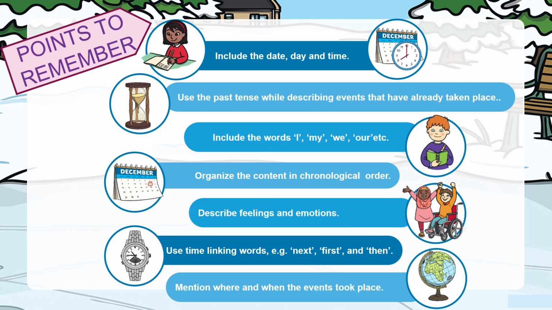Then you have to write it in first person. I, my, we, are, these are the words that are to be included. Then you have to arrange your ideas, your content, in a proper order. It should not be messed up. And then you have to describe your feelings and emotions. You have to use linking words, and also mention where the events took place. So these are the points that you have to remember while writing a diary.